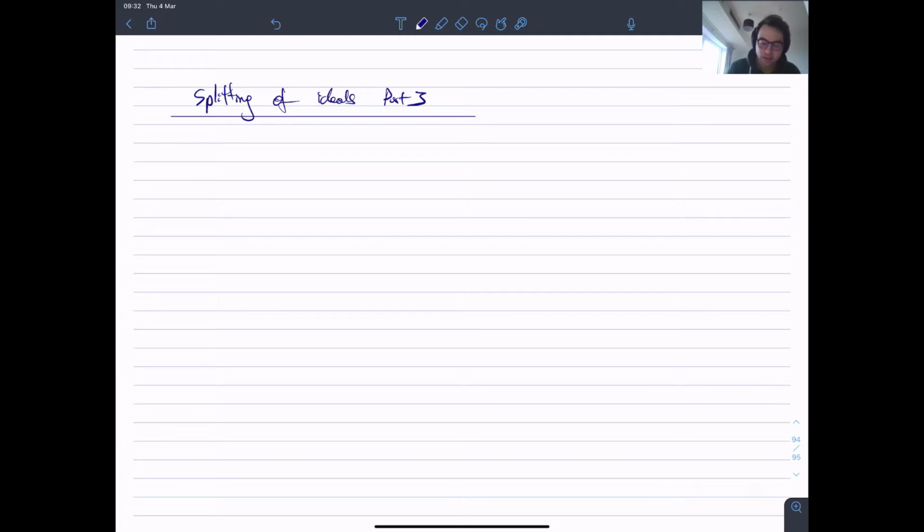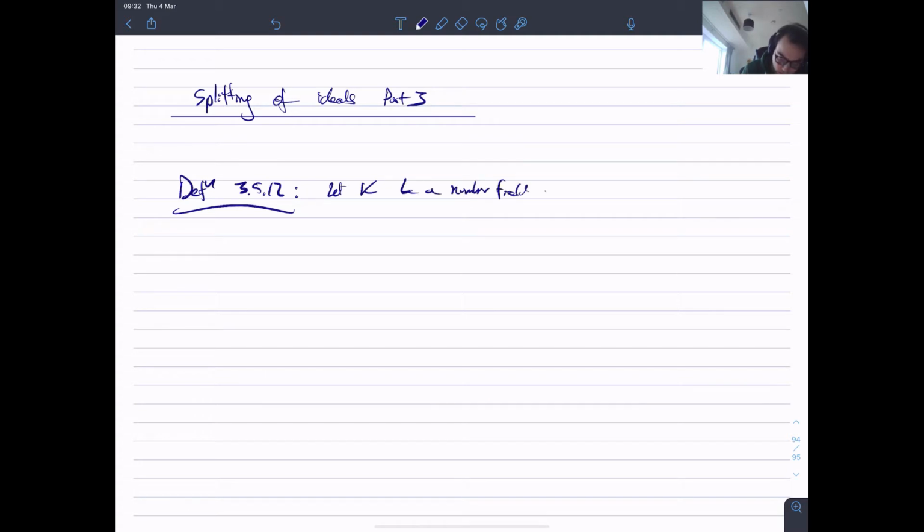But before I do that, I'm just going to give one definition to somehow describe these factorizations of the ideals that we get. So here's the definition, 3.5.12. I usually let K be a number field. And I'm going to make p a prime number.